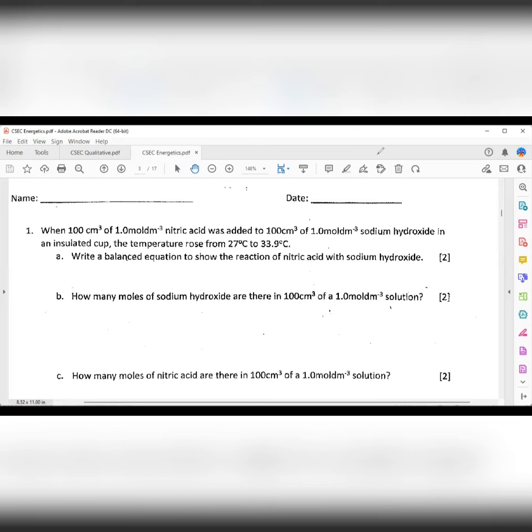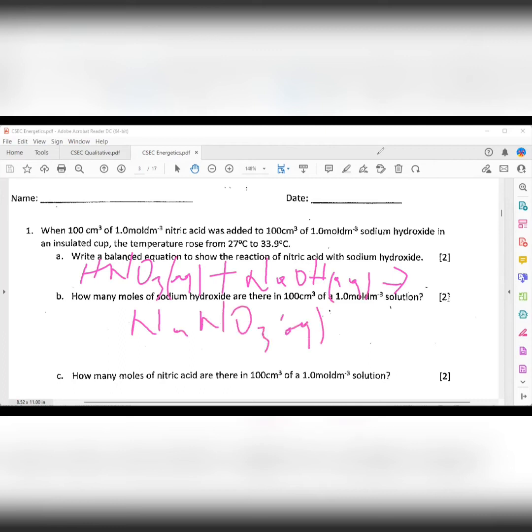So the first thing they ask you for is to write a balanced equation to show the reaction between nitric acid and sodium hydroxide. So we write an equation. Nitric acid is HNO3. You have to remember these things. All acids are aqueous. Sodium hydroxide is also aqueous, NaOH(aq), and that produces sodium nitrate, NaNO3, which is aqueous, plus water. Acid plus base gives you salt and water. So that's your equation right there. The mole ratio is 1 to 1 to 1 to 1. All right, so that's our equation.